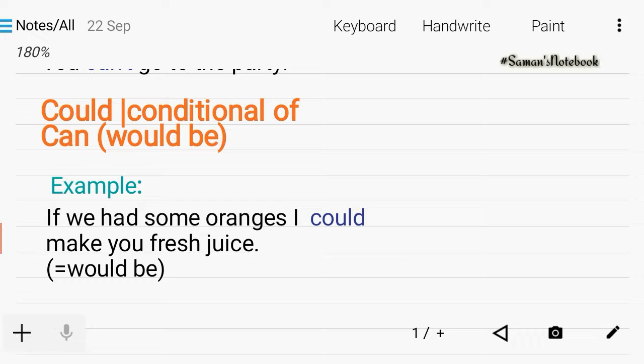Last but not the least, could is sometimes regarded as the conditional of can, that is would be. For example, if we had some oranges, I could make you fresh juice. Here, could is the conditional of can, that is would be.